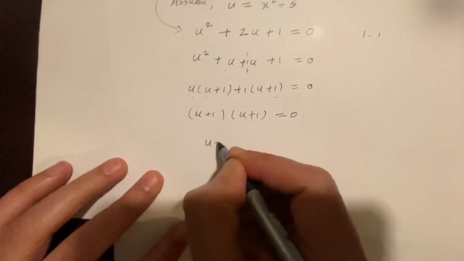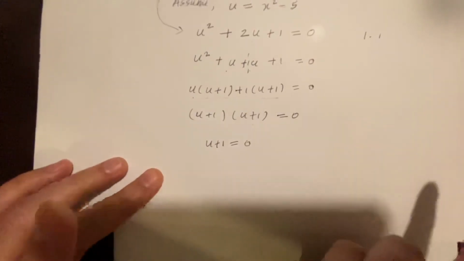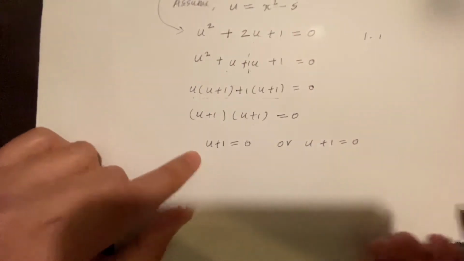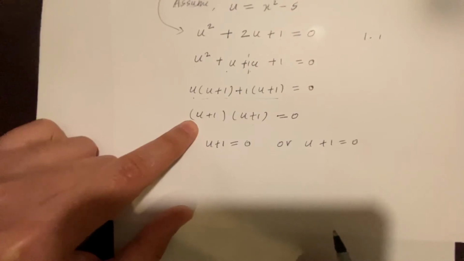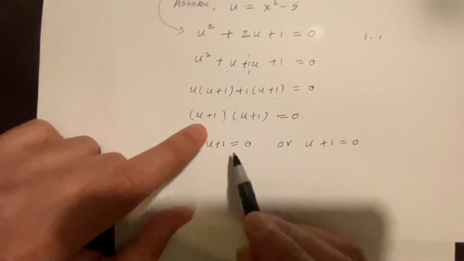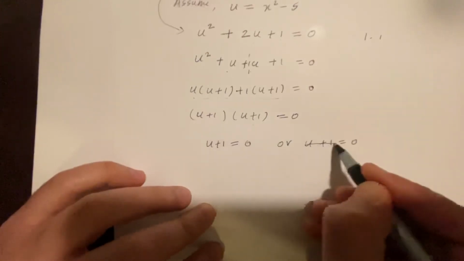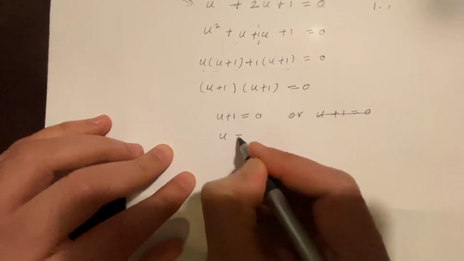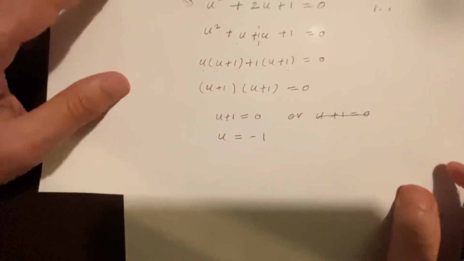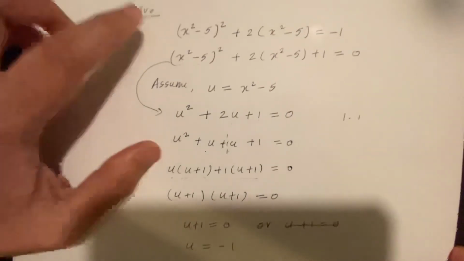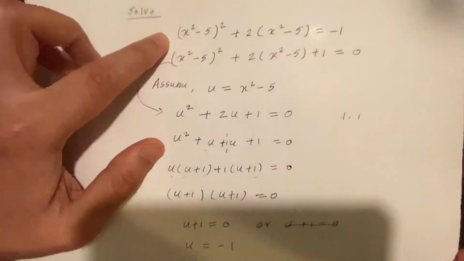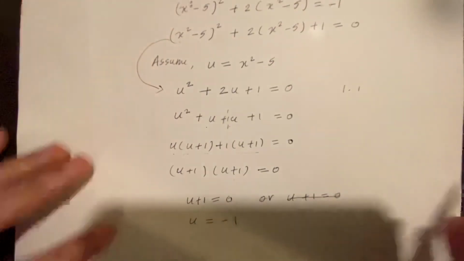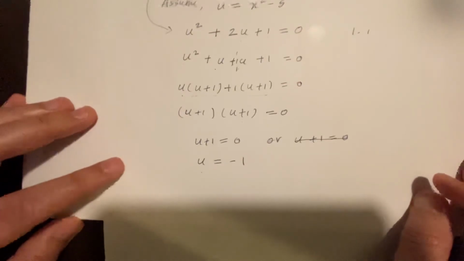So let's just consider one, because u plus 1 equals 0 or u plus 1 equals 0. You don't have to consider the same thing twice. Let's erase this and consider u equals -1. Since our original equation is in terms of x, but we changed it to u, we need to write our final answer in terms of x.